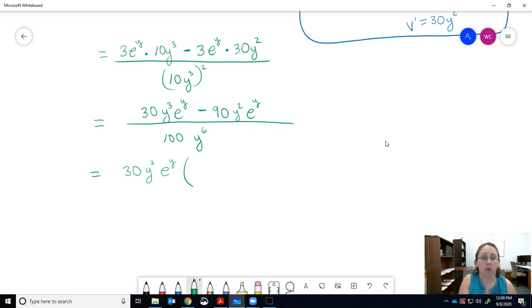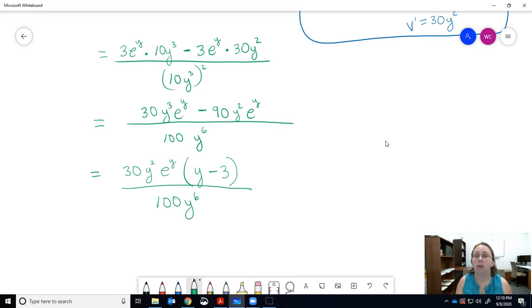So for the first term, 30 is gone. We still have a y left. E to the y is gone. Minus 30 comes out of 90. That leaves us with a 3. Y squared is gone, and e to the y is gone. So that's all we have left on top. On the bottom, we still have 100y to the 6.